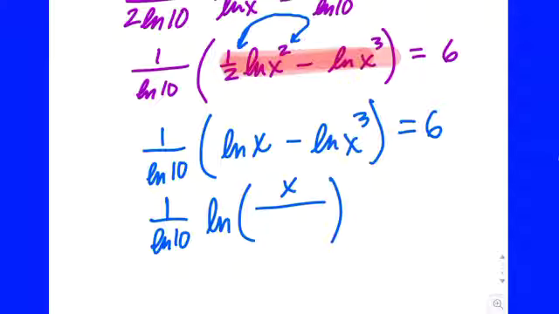Just the argument of the positive term, x. What goes in the denominator? X cubed. Good. And that's equal to 6. And 6 is like over here.